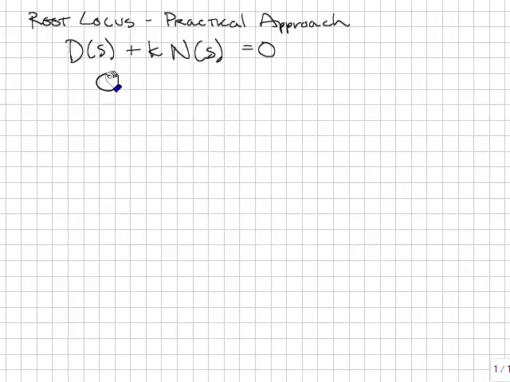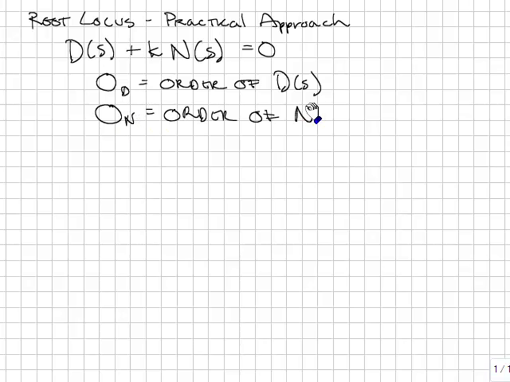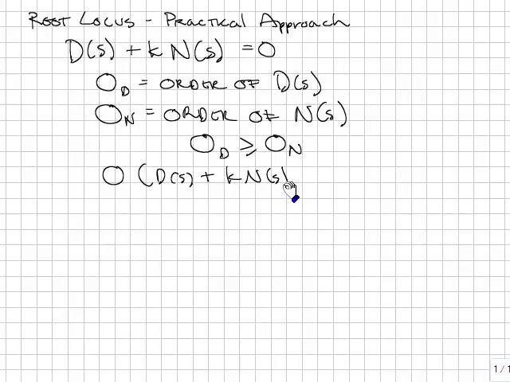Let's let OD equal the order of d of s, that is the order of the polynomial, and ON equal the order of n of s. In this class, we're going to require that OD is always greater than or equal to ON. And from this, we can state that the order of d of s plus k n of s, the polynomial of interest, will be equal to the order of the d polynomial, since it's the largest polynomial.